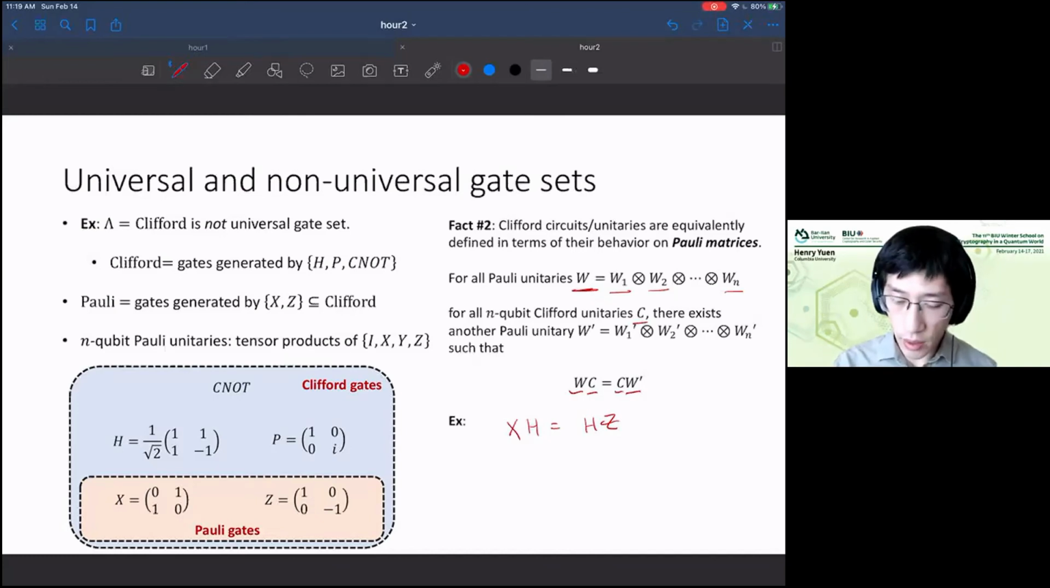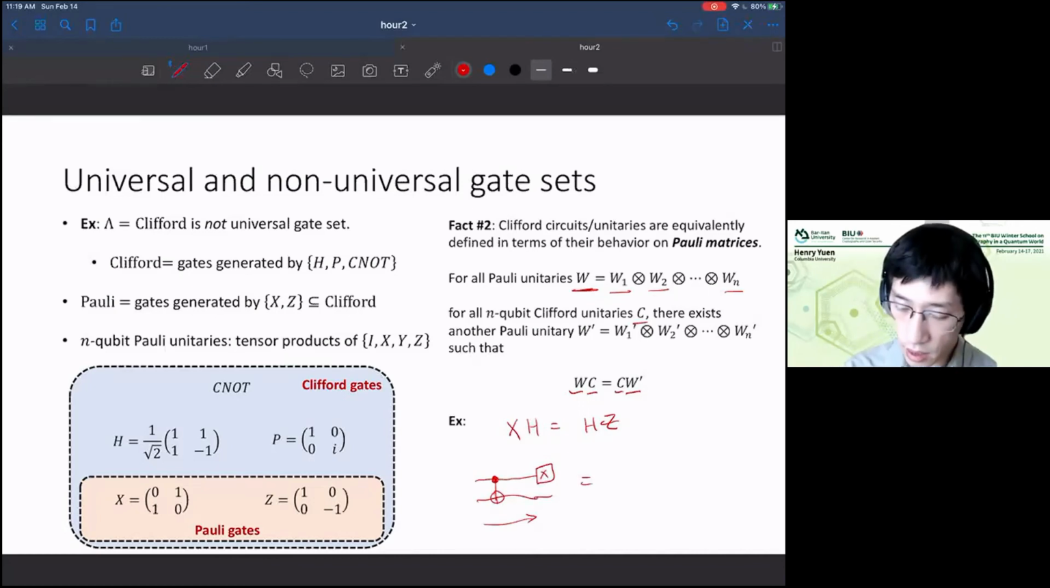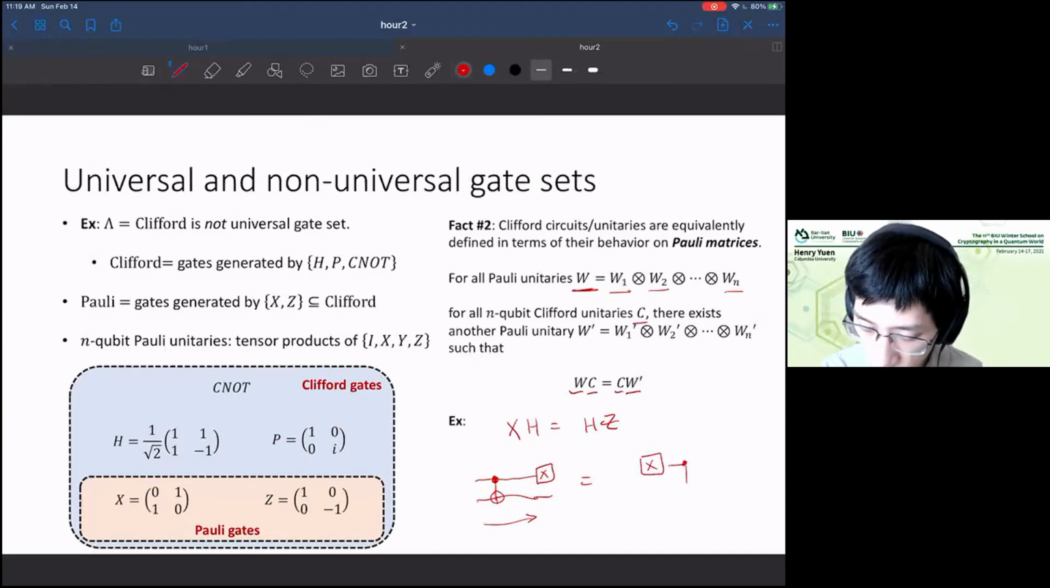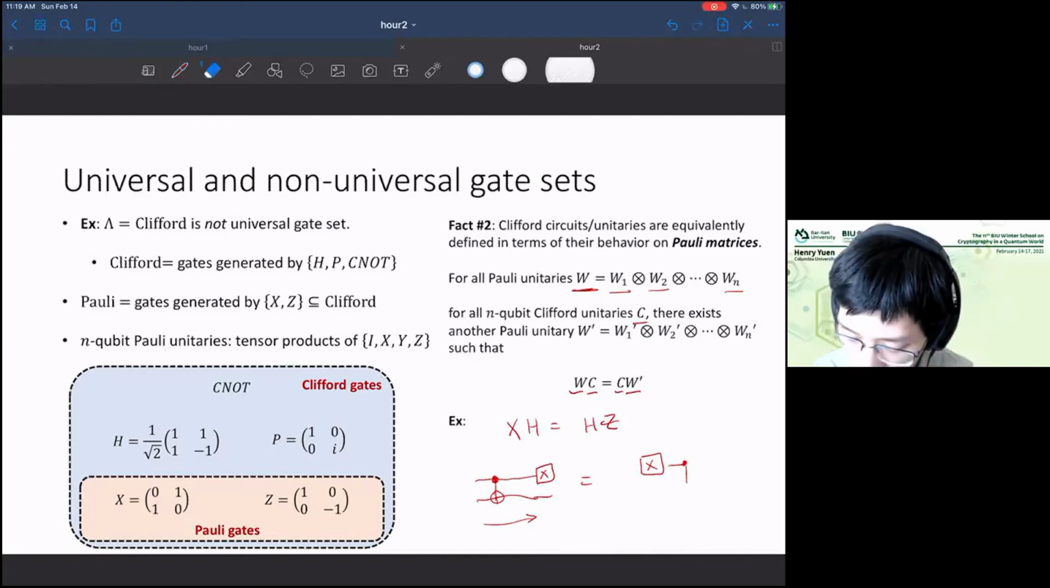Another example is, let me draw it in circuit notation. Let's say that you have a circuit that looks like you apply a CNOT, followed by an X gate. So here we're saying that time is moving from left to right. This is the same thing as applying the X gate, this is the same thing as applying the, what does it turn out to be?